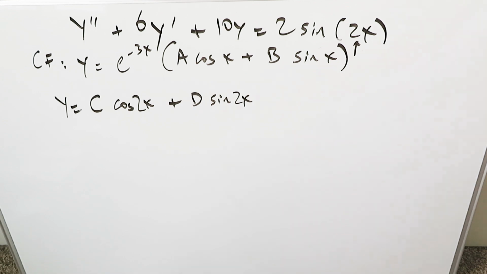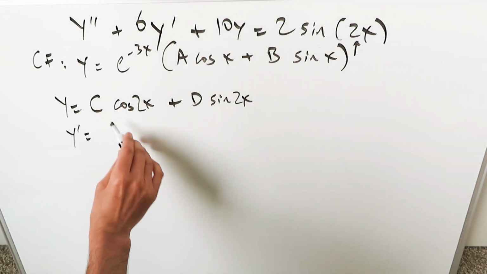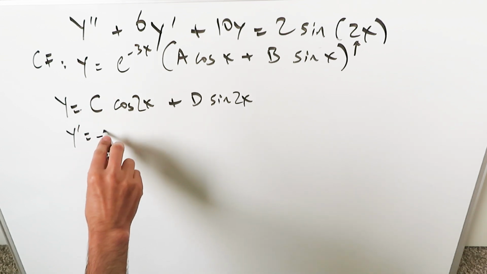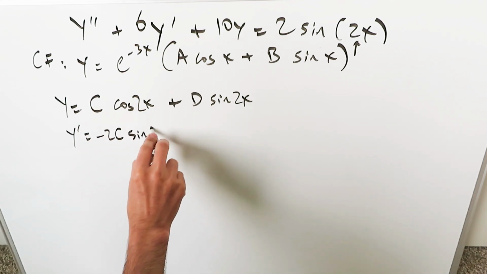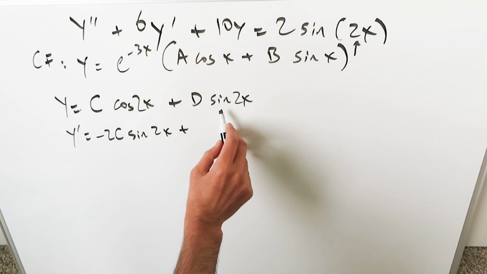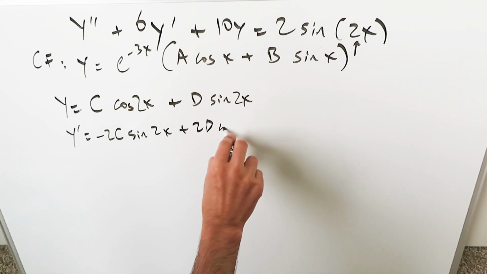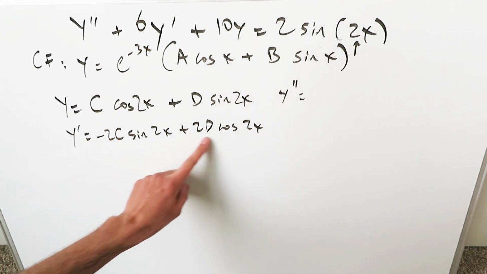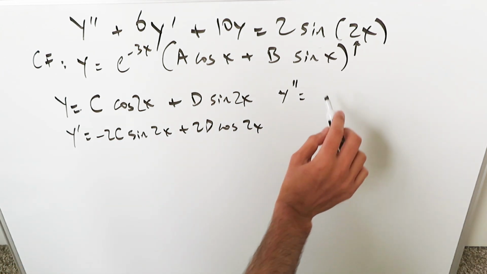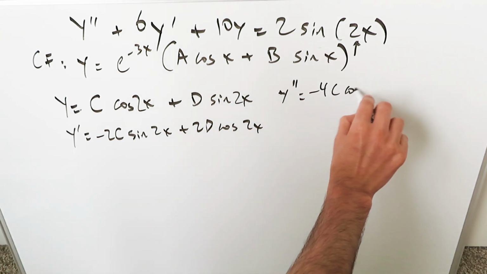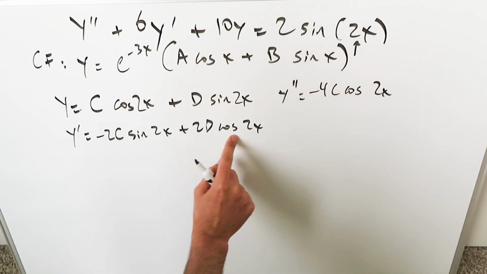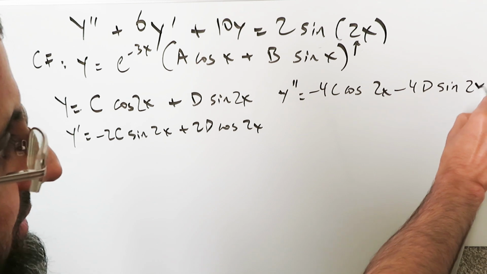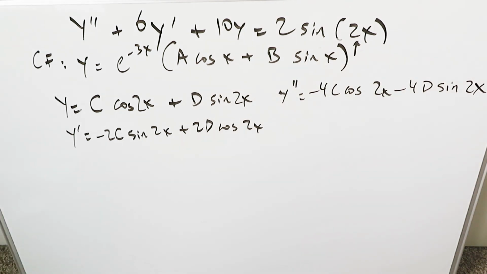Now you have to find the first and the second order derivative. When you find the first order derivative of this, cosine gives a minus sine, and the 2 comes out. You have minus 2c sine 2x. From here you have a 2 coming out, and sine gives a cosine, so you'll have 2d cosine 2x. Then you have to find the second order derivative. The derivative of sine is cosine. You'll have here minus 4c cosine 2x. Cosine will bring out a negative. You'll have minus 4d sine 2x. You know how to do this. This is nothing other than just basic derivatives.